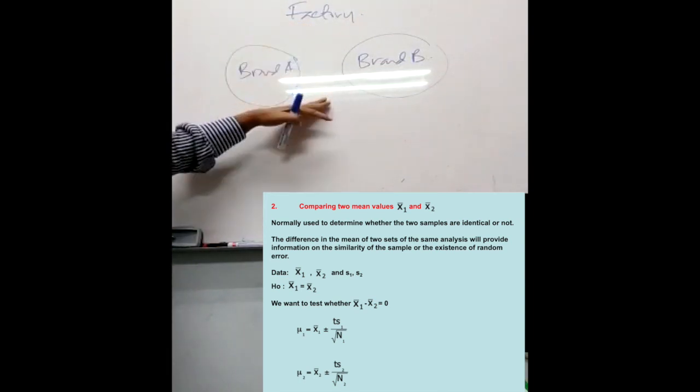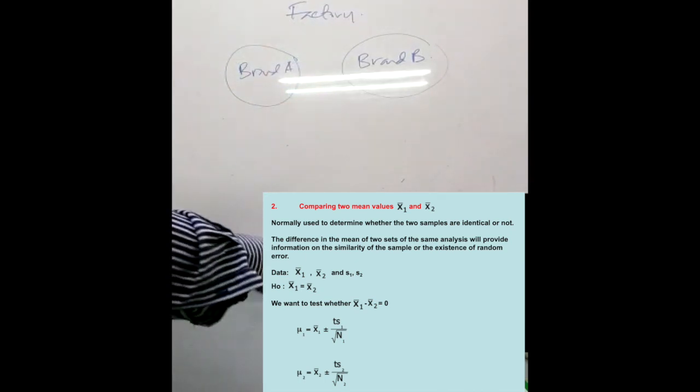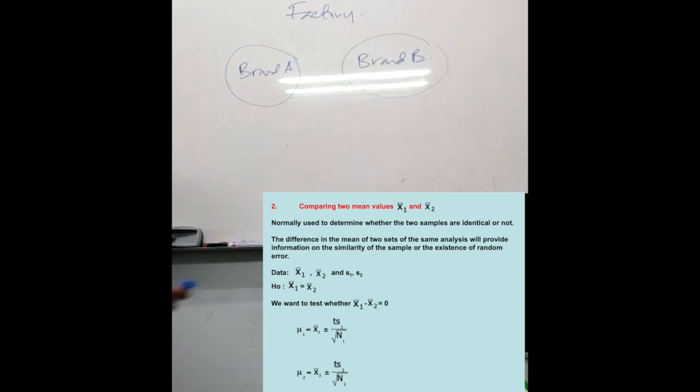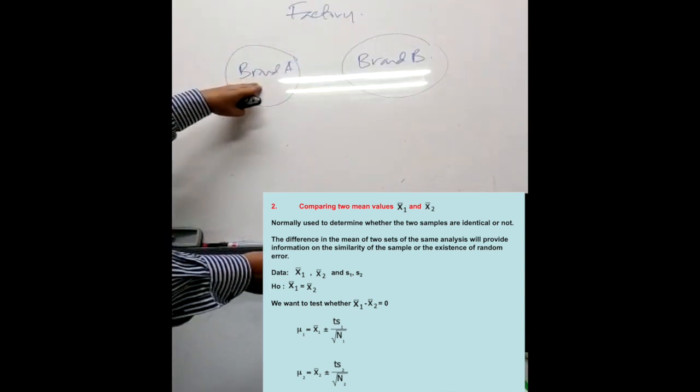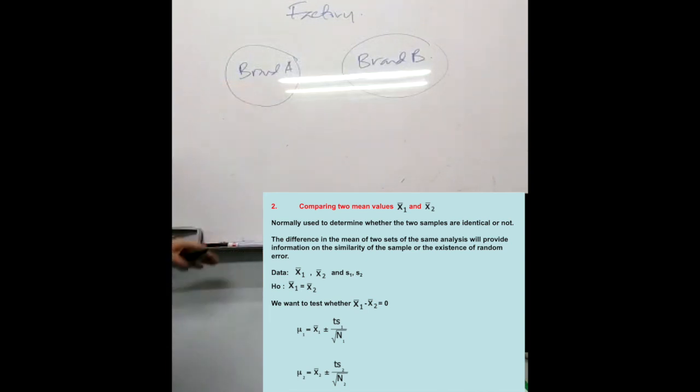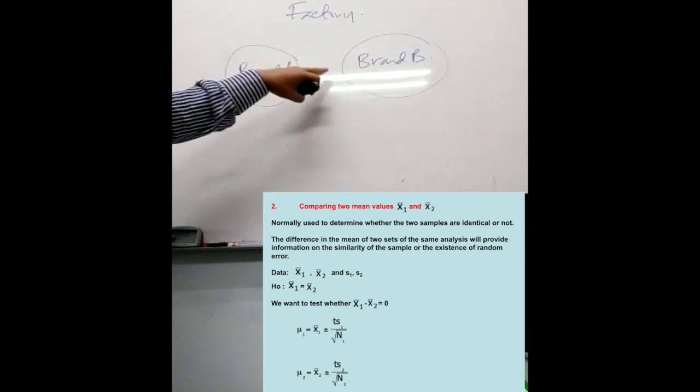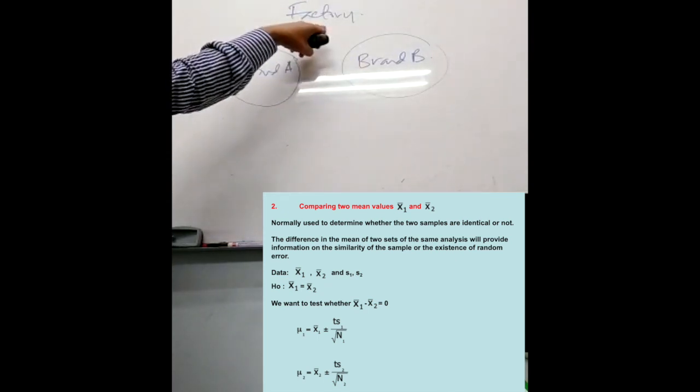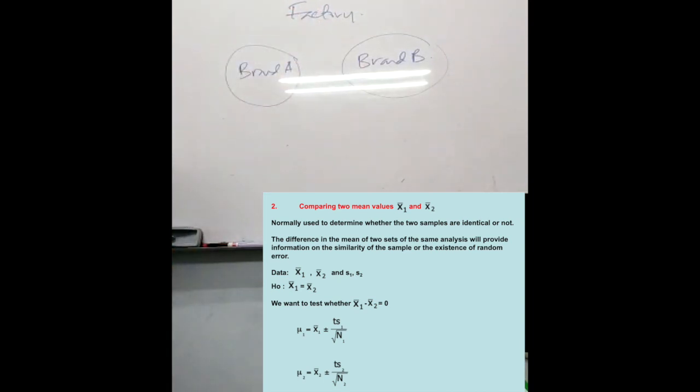How to measure it and how to do the calculation based on the formula given. Our H0 is brand A equal to brand B, or XA equal to XB. That is our null. So we believe brand B and brand A came from the same factory.